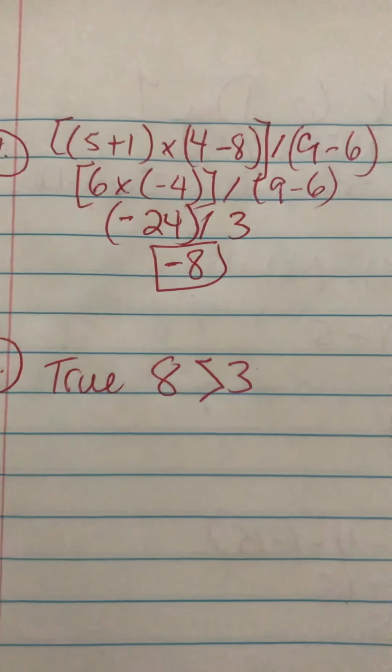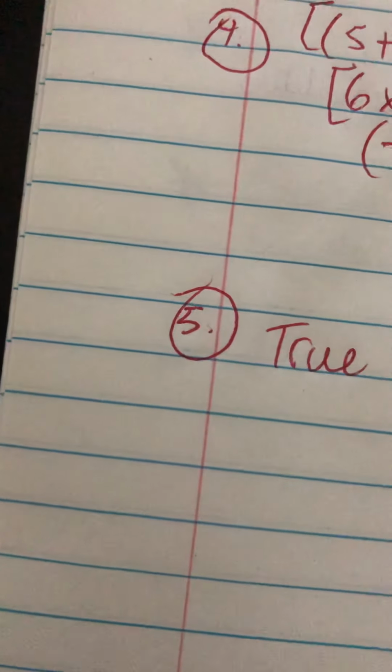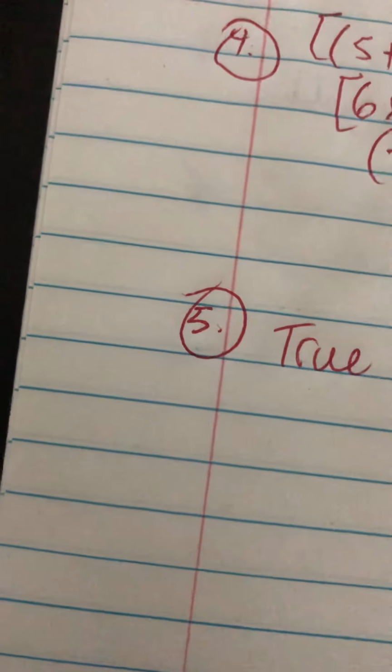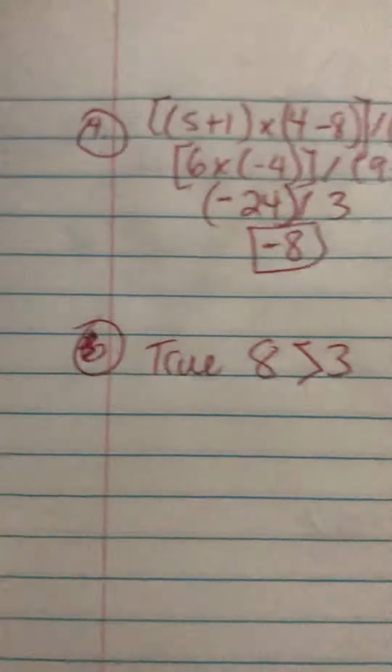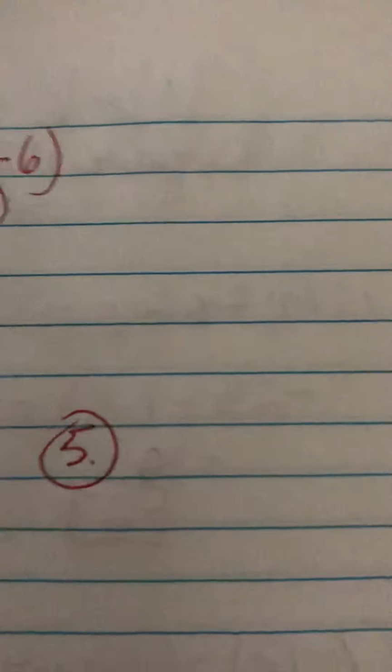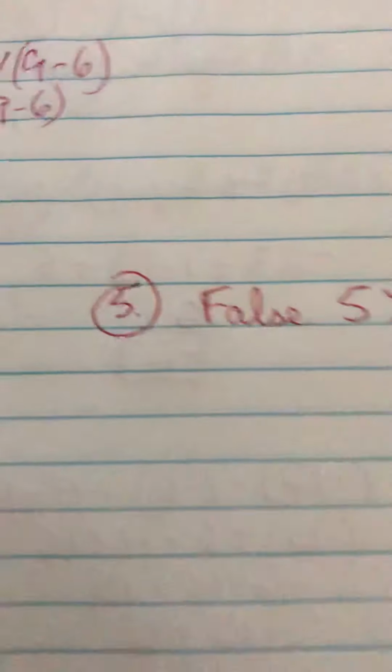All right, number 7. Oops. Wait, do we have a number 5? I'm sorry, what am I doing here? That was number 6. We need number 5. Sorry about that, guys. Number 5 is, according to what you just learned regarding inequalities, is the statement true or false? 5 is less than 2. That is false, because 5 is obviously greater than 2.